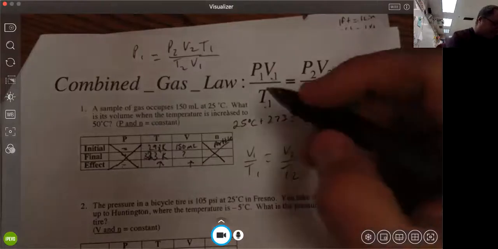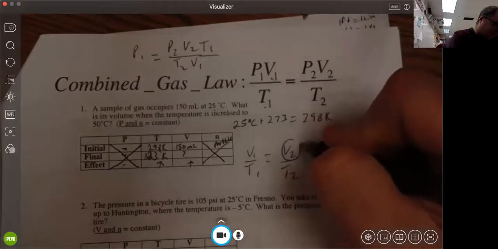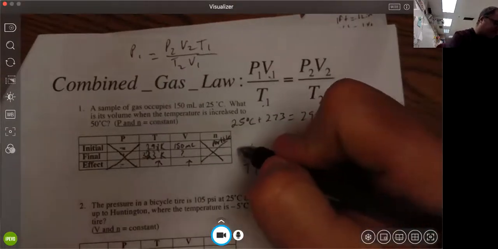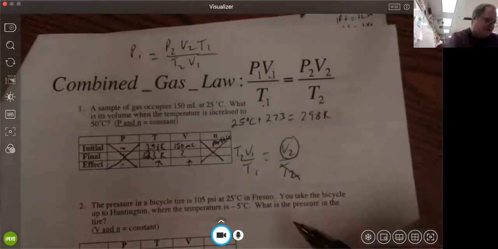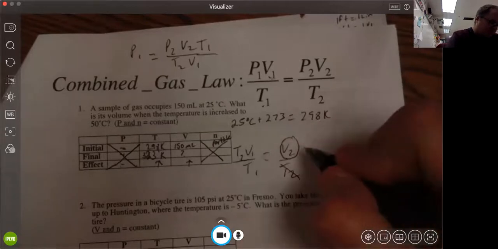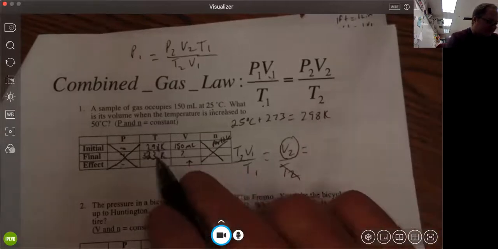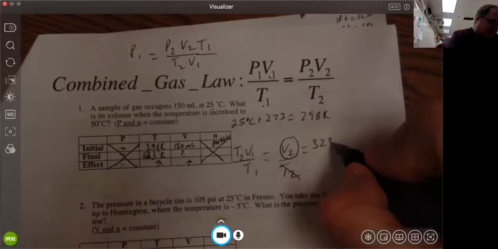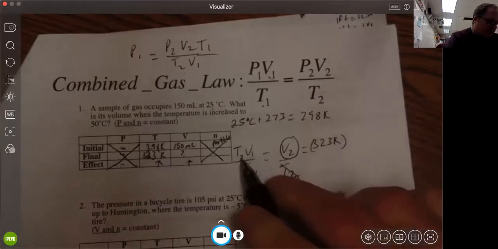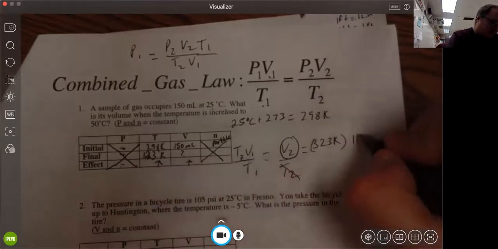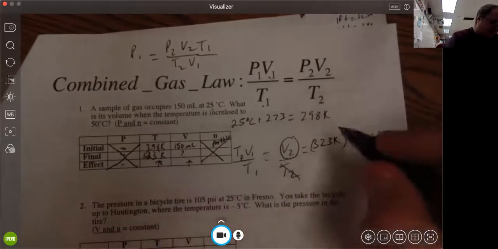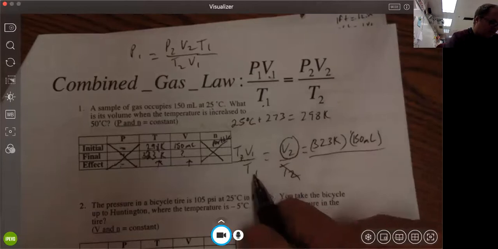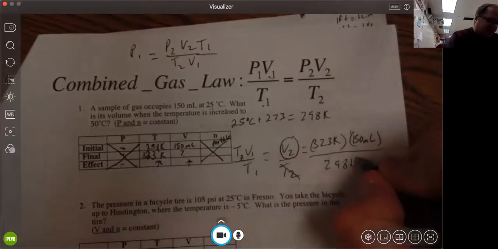So let's solve for V2. That means we're going to multiply both sides by T2, and it's going to cancel out right there. So then I can substitute in 323 Kelvin times 150 milliliters divided by T1, which is 298 Kelvin.